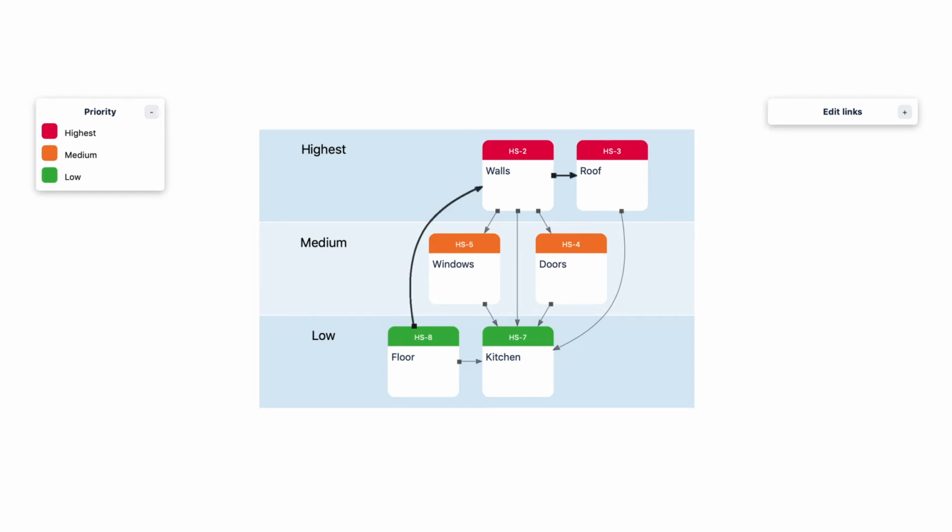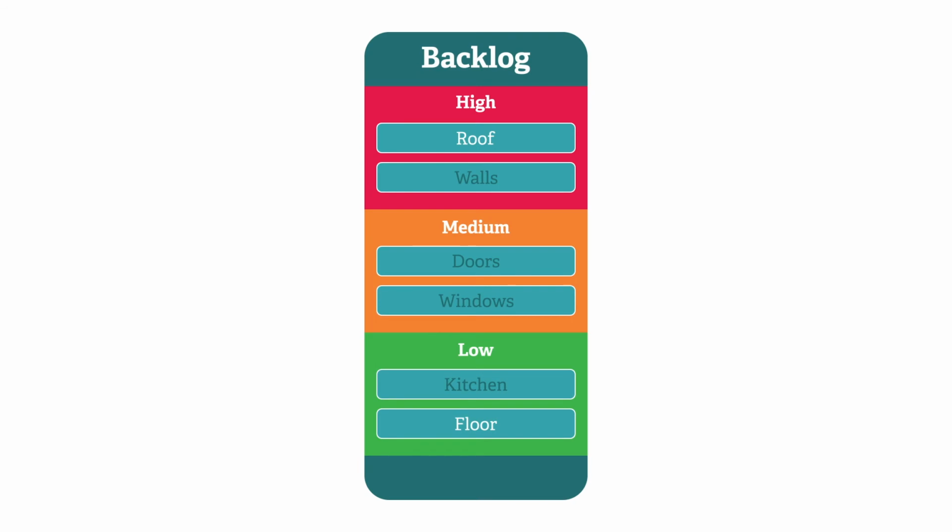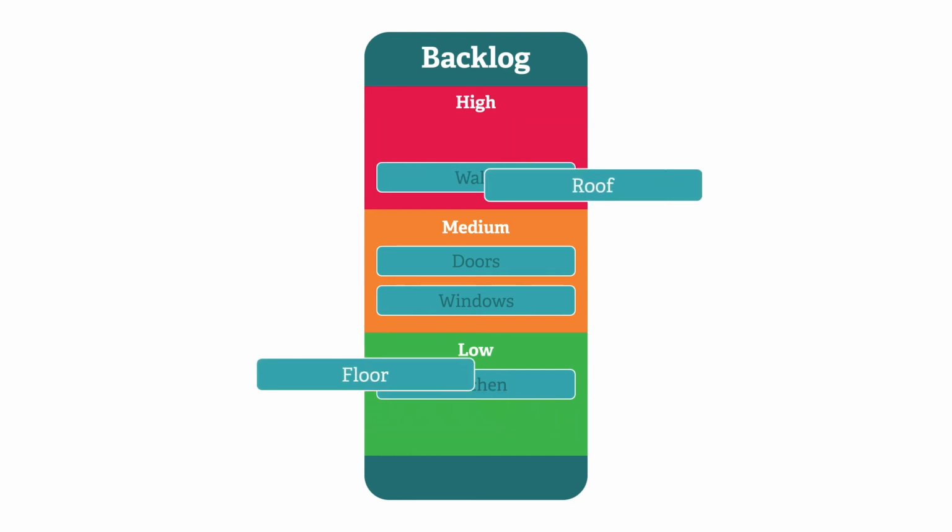Here are the dependencies between the floor, the walls, and the roof. The dependency from floor to walls points the wrong way. Unless we can find a way to get rid of the problematic dependency, we have no choice but to change the priority of the stories in the backlog.